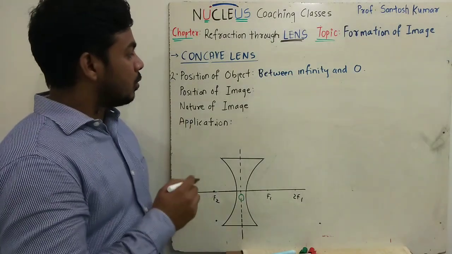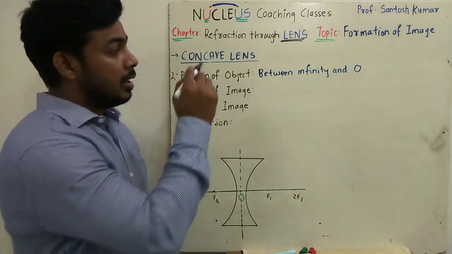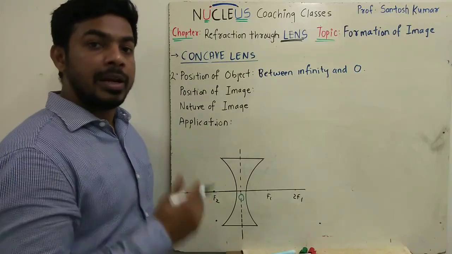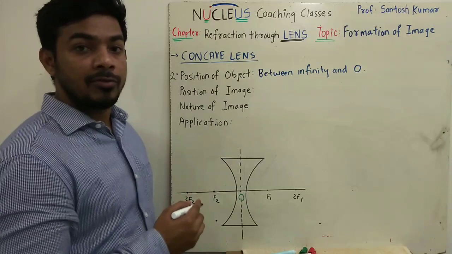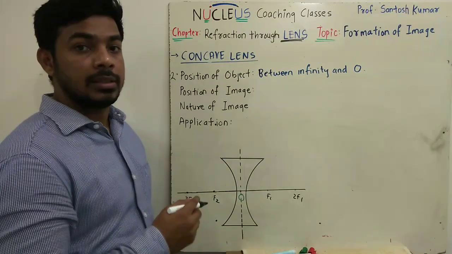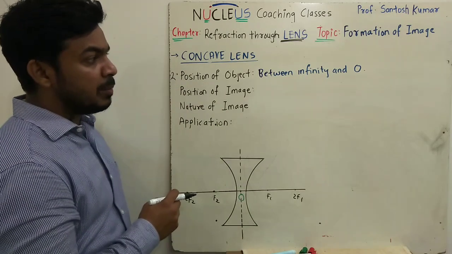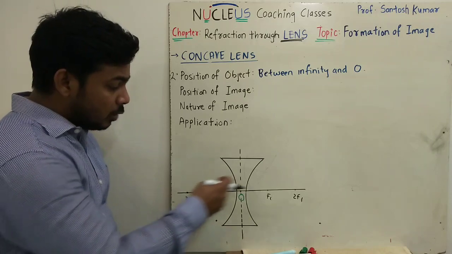Now let's talk about the second position of the object kept in front of a concave lens, between infinity and O. If you remember, I have explained to you that for a concave lens, the principal focus f1 and f2 are the virtual points. That means they cannot be located.